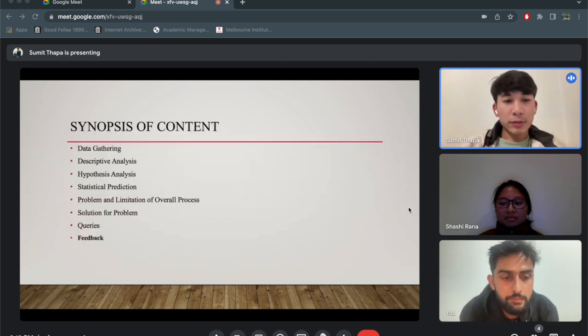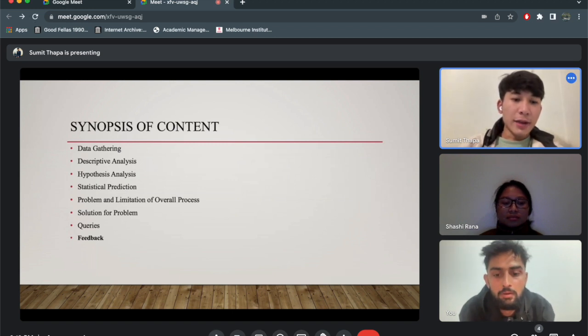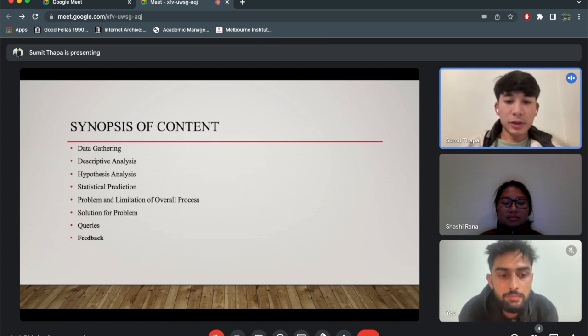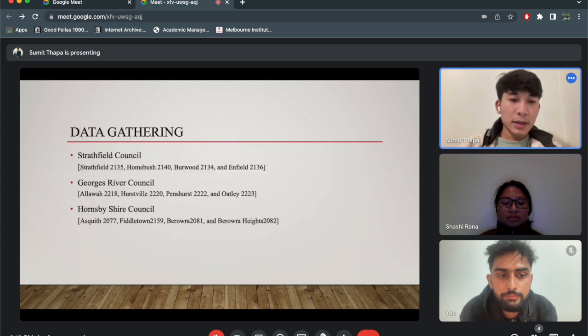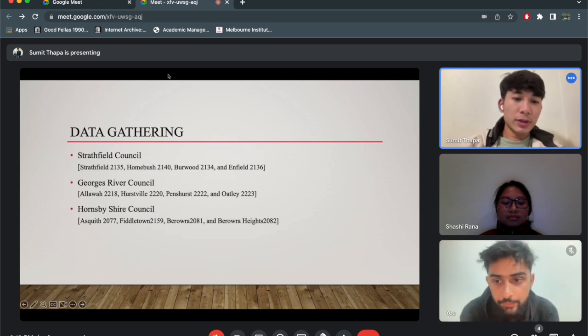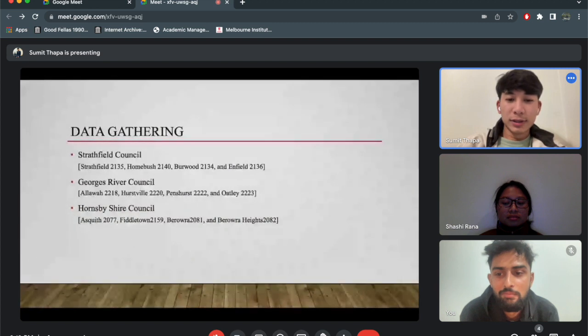Our synopsis of content covers data gathering, descriptive analysis, hypothesis analysis, statistical prediction, problems and limitations of the overall process, solutions for the problems, queries, and feedback. In the first step, data gathering, we gathered data for Strathfield Council, Georges River Council, and Hornsby Shire Council.